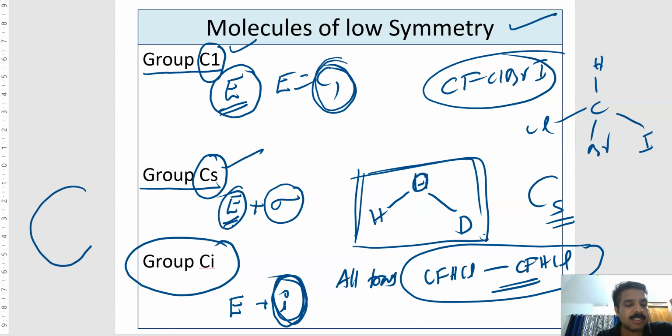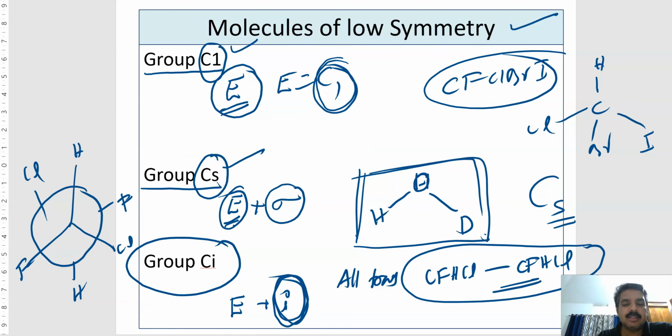Okay, I will draw the structure. The Newman structure of this molecule, all trans CHClBr, is all trans. That is, one H is here, this H is here, Cl is here, Cl is here, and F. This is all trans.